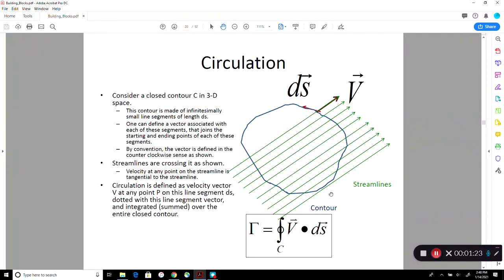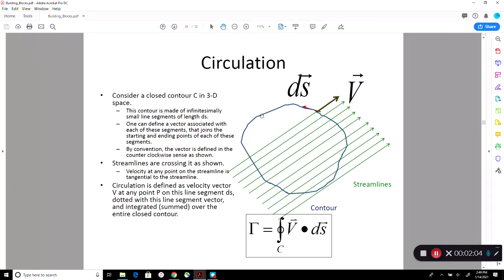So this is a contour. We break the contour into small line segments called delta S, with starting point x, y, z and ending point x plus delta x, y plus delta y, z plus delta z. Therefore, delta S is simply delta x times i plus delta y times j plus delta z times k. Now the velocity vector is in this direction, tangent to the streamline as we saw earlier. So V dot dS is going to be a scalar product.